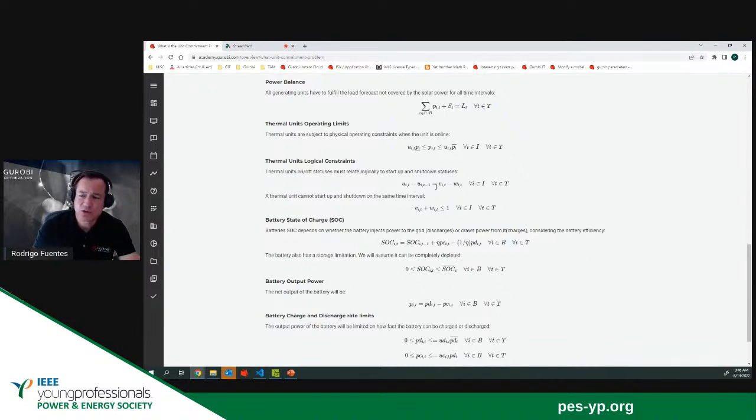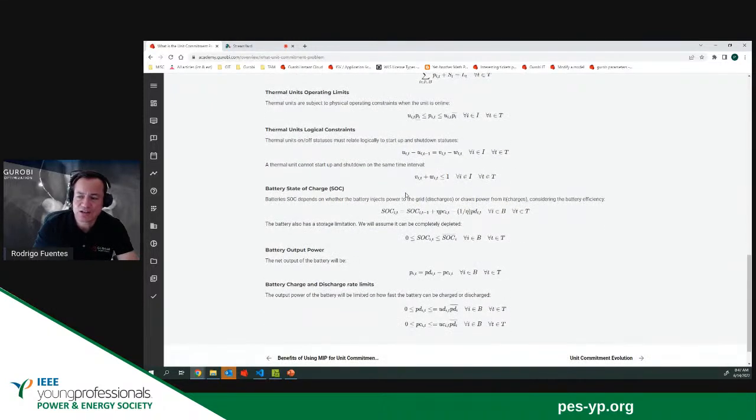These logical constraints are necessary because if you have the commitment status of two consecutive intervals, they have to logically match what happens with the startup and shutdown variable. For example, if a unit starts on now and it was off the previous interval, this difference is going to be 1. It will be 1 minus 0. It has to be equal to 1, which means that W is 0 and V is 1, and V is the startup. That means that the unit started on interval T.